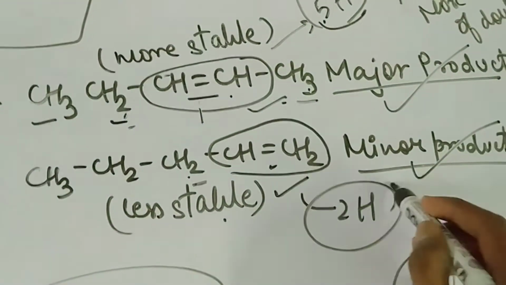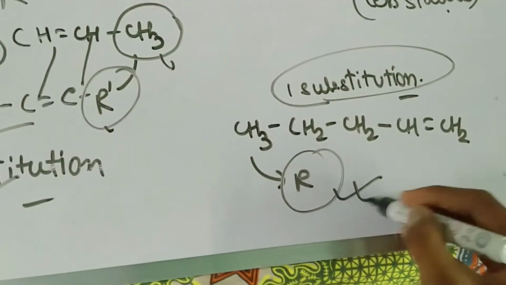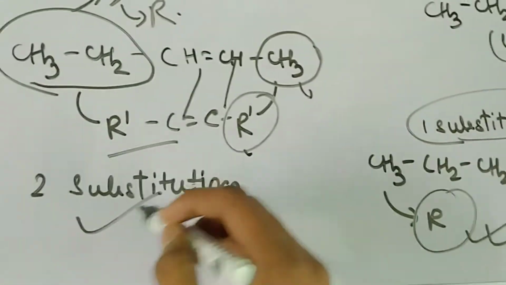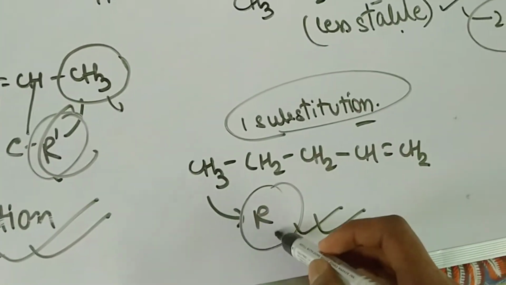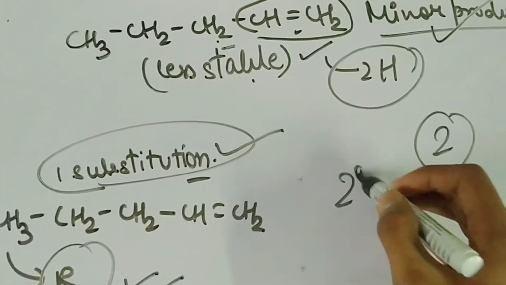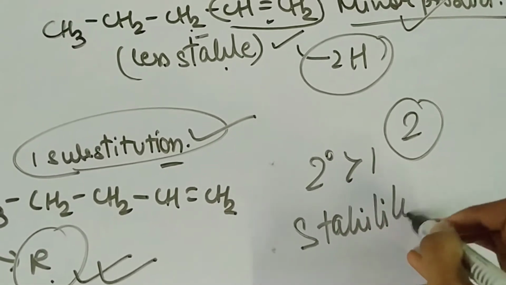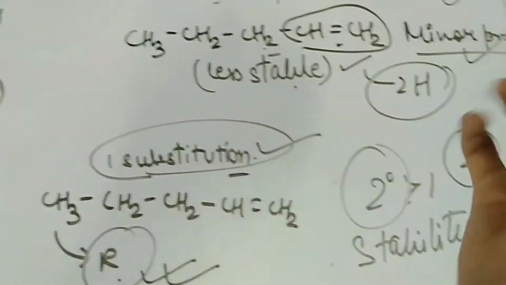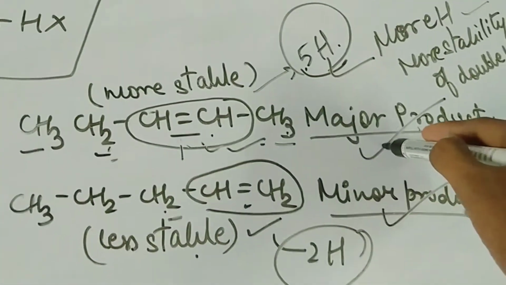So here we have 2 hydrogen, here we have 5 hydrogen, and in this one we just need to see the R present. We had 2 R groups present, so it has 2 substitution; here we had 1 R present, so it is 1 substitution. Obviously the stability will be in this order. The 2 degree is more stable. The more stable is the major product, and the less stable is the minor product.